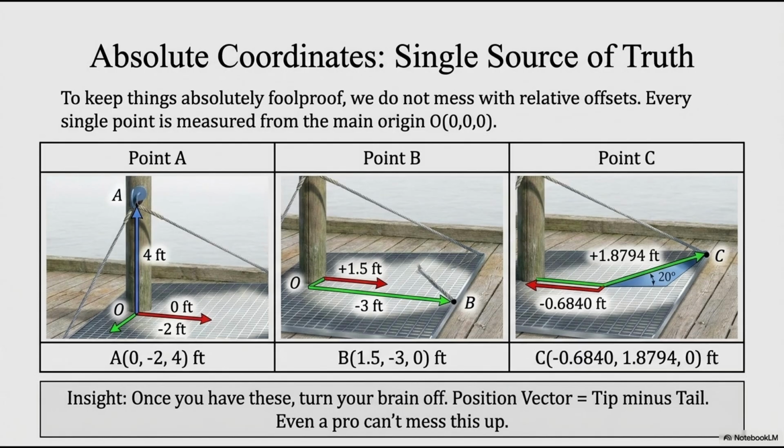Along the x-axis, it swings into negative territory, so it is minus 2 sin 20, which gives us minus 0.6840 foot. Along the y-axis, its shadow on the positive side is 2 cos 20, which is 1.8794 foot. And it's on the ground. So ZC equals 0. Put it together.